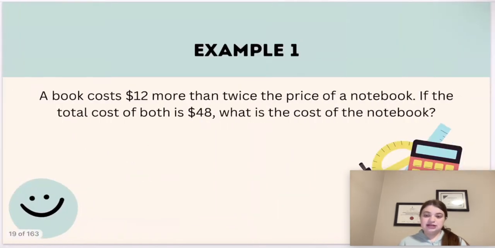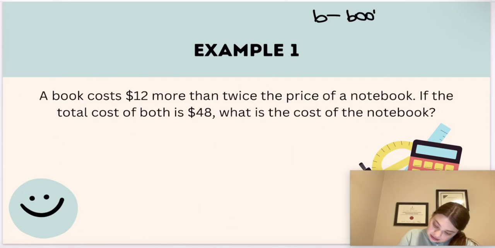All right, so here's an example. A book costs $12 more than twice the price of a notebook. If the total cost of both is $48, what is the cost of a notebook? Okay, so let's talk about this. Let's say that B is for book and N is for notebook in this situation.